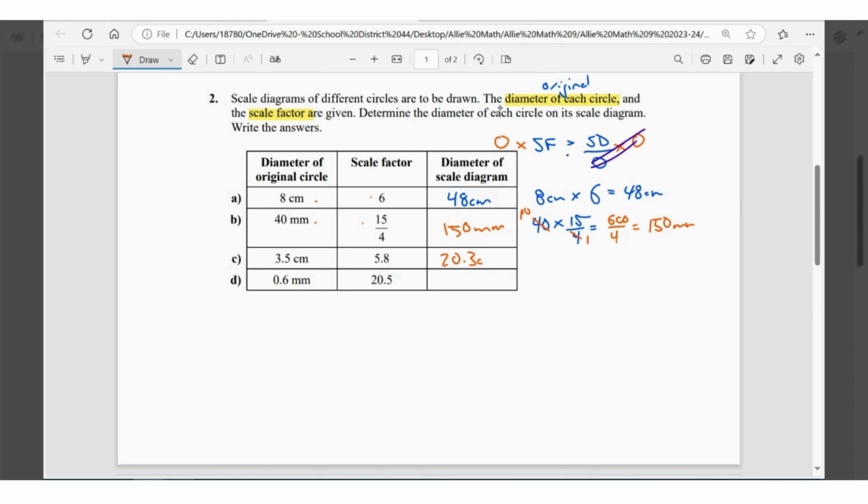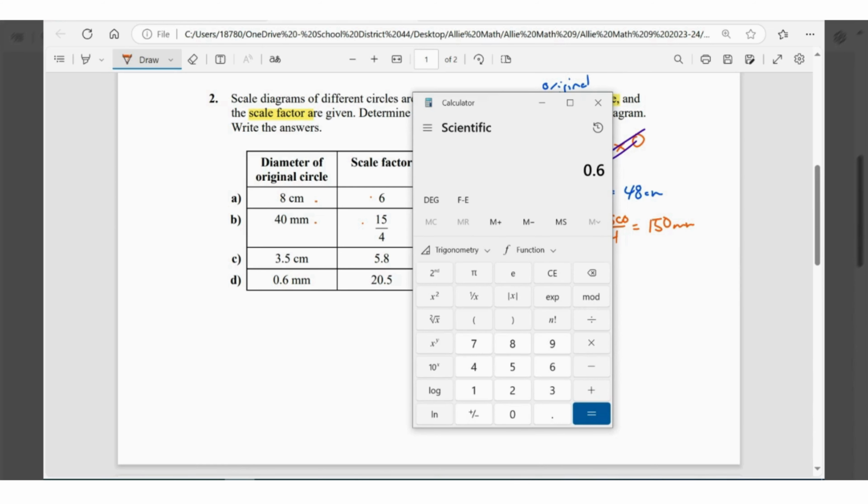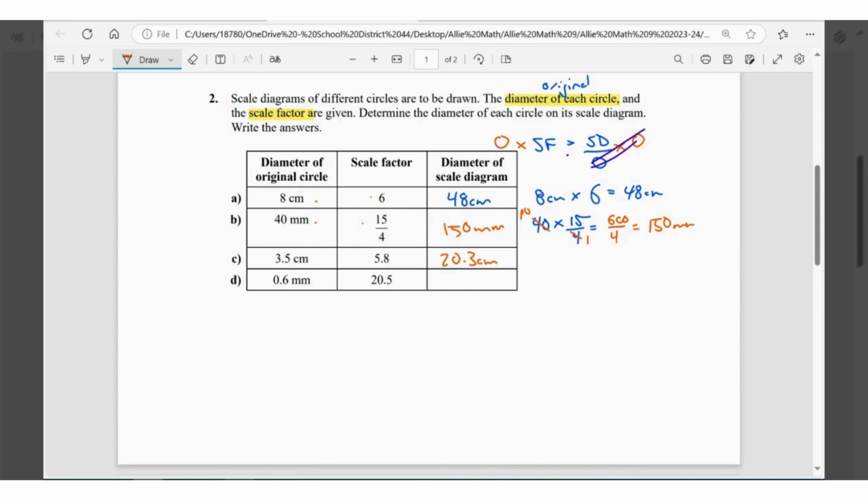That's centimeters. And our last one, our original 0.6 times our scale factor, 20.5, equals 12.3 millimeters. Okay, so we just rearranged our equation for that one. So think about how we can do that and how those relationships are true. You could test this out.